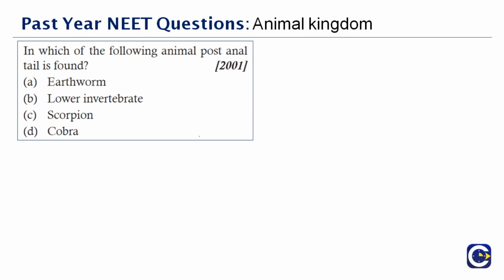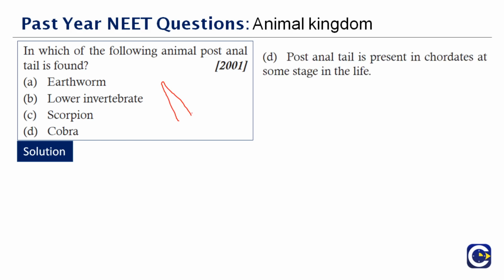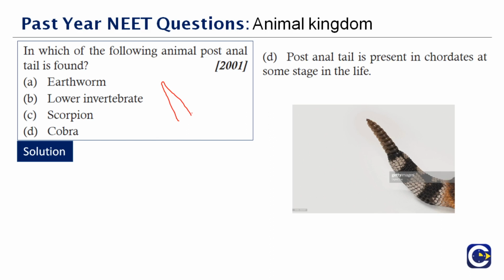Now moving on to the next question here. In which of the following animals is a post-anal tail found? This is a very easy question for you to answer. By now you have guessed the answer. How does a post-anal tail look first? It looks cone shaped, like this. Yes, you're right, the correct answer is cobra. I'll show you how it looks. So this is how it looks. You must have seen this, right? The animal which has a post-anal tail is found in cobra, or you can say in snakes. That cone-like structure is present in chordates at some stage of their life. Therefore, the correct answer is option D, cobra.